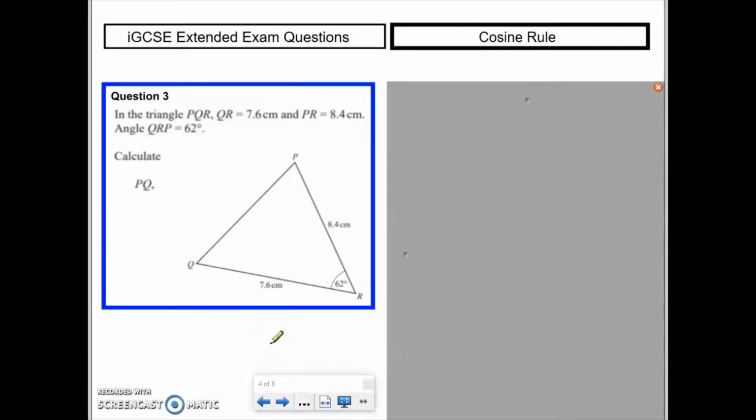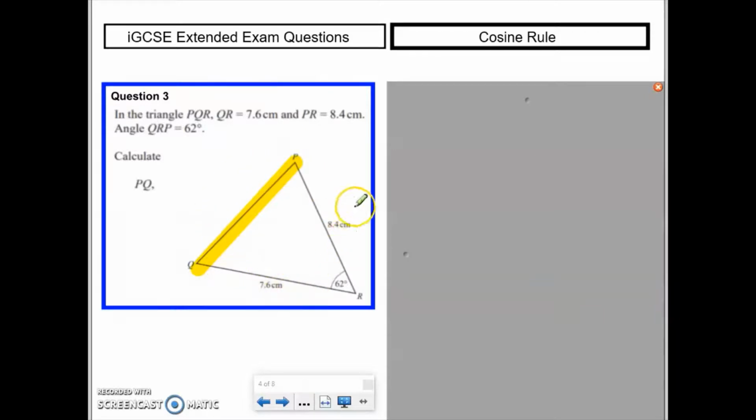Okay, so here is a third question. If at this point you want to have a go at this question yourself, then please just pause the video now and answer the question. Or if you want to listen to one further example, I'm going to talk through the question now. Okay, the question is asking us to calculate PQ. So we want to know the length of this side.